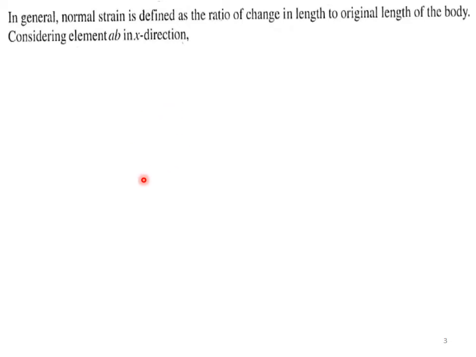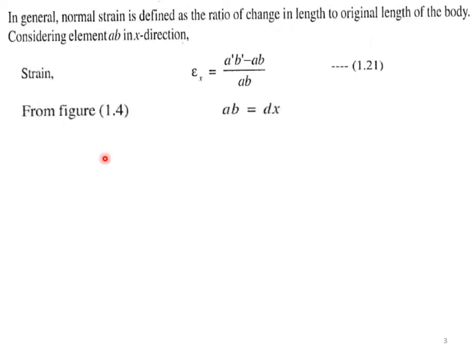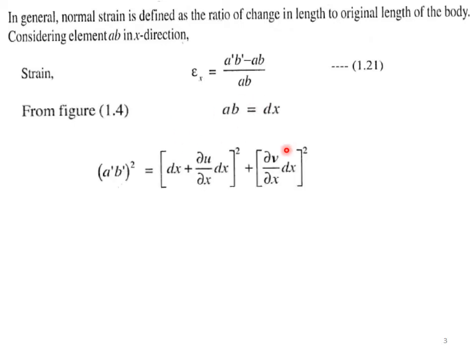In general, the normal strain is defined as the ratio of change in length to original length of the body. Considering the element AB in the x direction, we have strain epsilon x is equal to A dash B dash minus AB divided by AB. That is, change in the position minus original position divided by the original position. So this is your first equation. Next, from the figure we can see that AB is equal to dx.